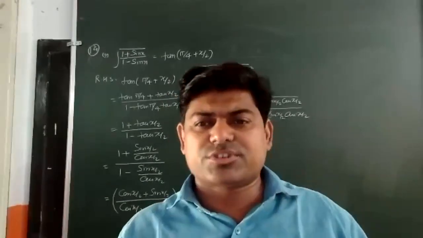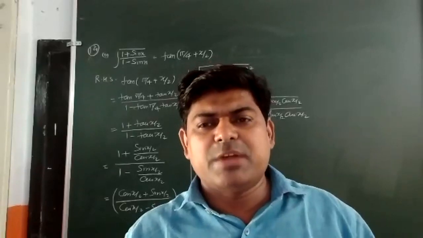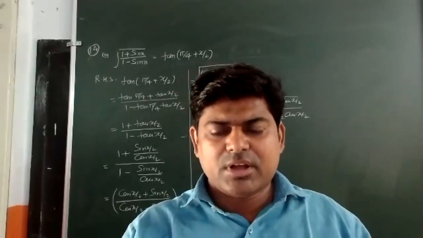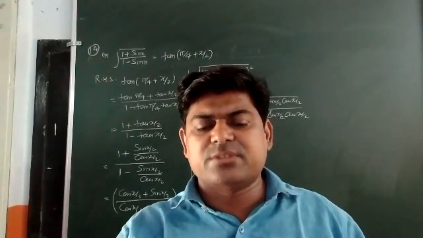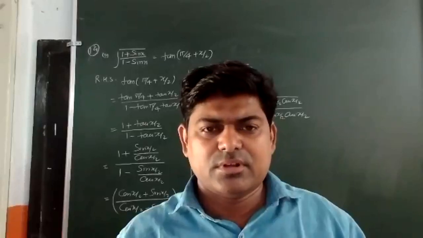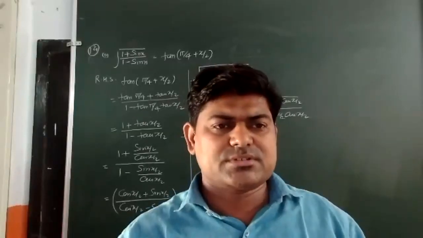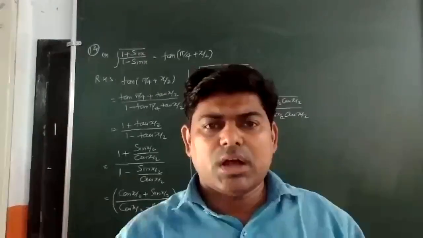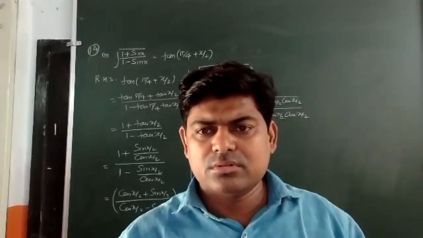1 upon sin x cos x we will get, and when we multiply by 2 in numerator and denominator, then 2 upon 2 sin x cos x will be there, and 2 sin x cos x can be written as sin 2x. Then it will be 2 cosec 2x. Can you do it or should I do it? Please tell me. Are you able to solve this question?